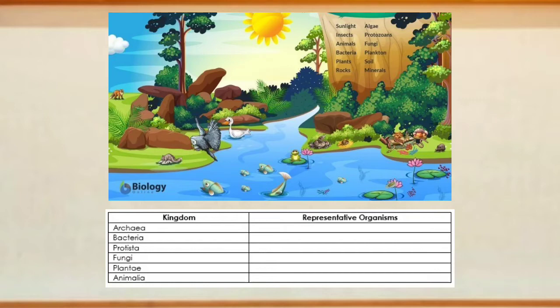You are right, and an example could be algae. How about fungi? We have here the mushroom. And of course, we also have different plants such as ferns and trees, as well as animals such as fishes, birds, and frogs. Now, let us differentiate each kingdom based on the representative organisms we have identified.